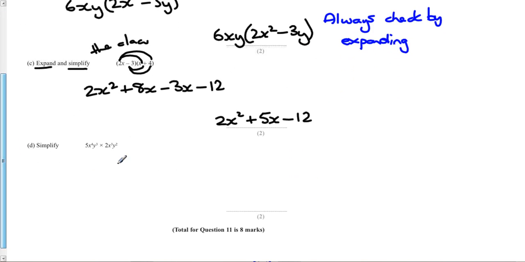Finally, got a simplify question, and note here you're multiplying the two terms. So if we just do it term by term, if we start with the numbers, 5 times 2 is 10, x to the power 4 times x to the power 3, well that's x to the 7, multiplied together all together, and y cubed times y squared, y to the power 5.